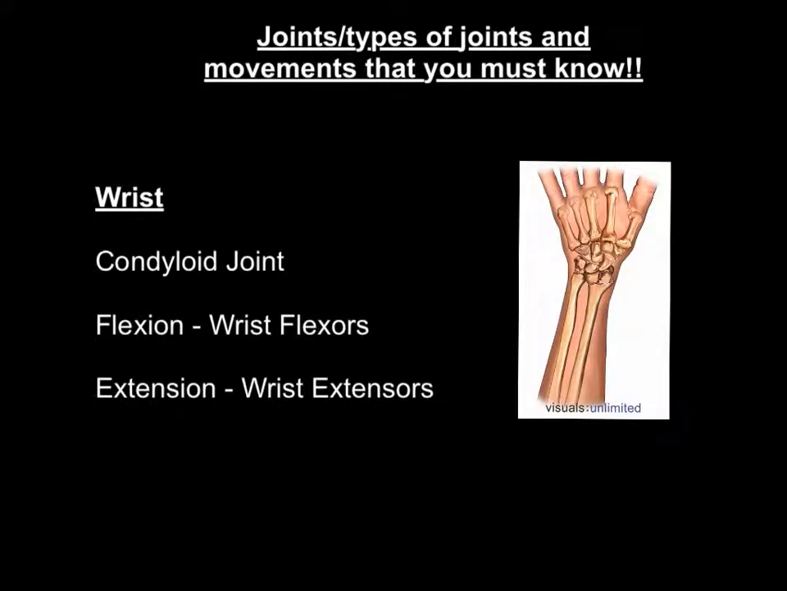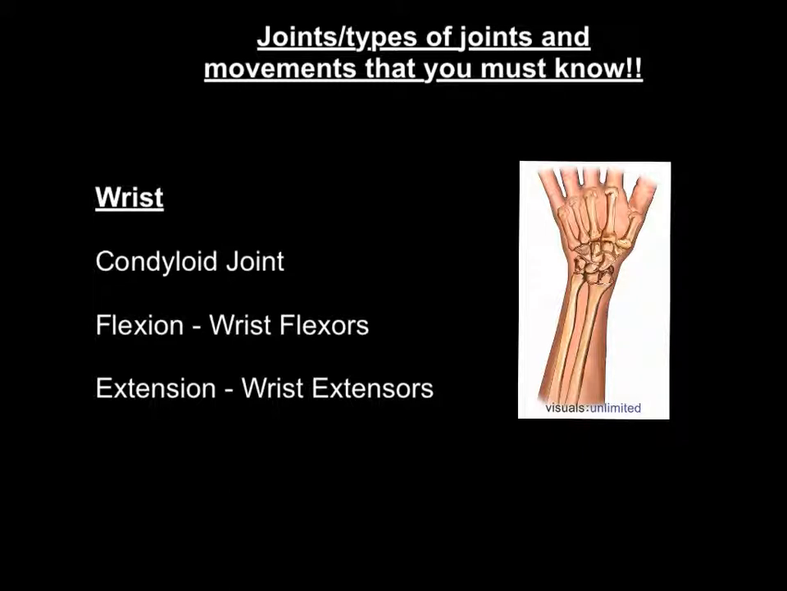Okay, so the first joint that we're going to look at is the wrist joint, and this is a condyloid joint. Now remember, and I've said this in previous lessons, that anytime they ask for a type of joint, you automatically assume it's a synovial joint that they're talking about. So you'll never write synovial joint, as they will not accept that. It's always the type of synovial joint that they're looking for. So the wrist is a condyloid joint, and the two movements that can occur at the wrist that you need to know are flexion and extension.